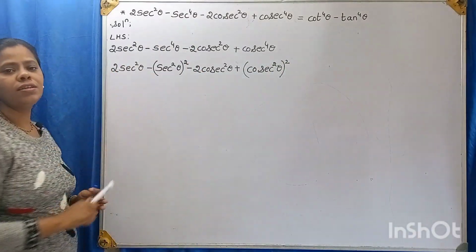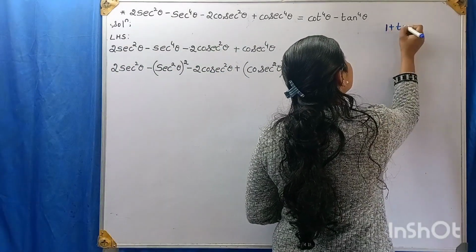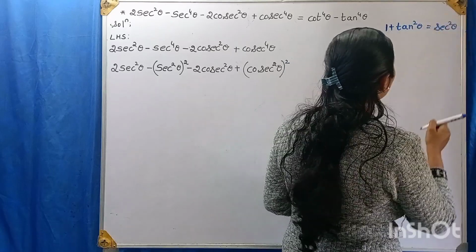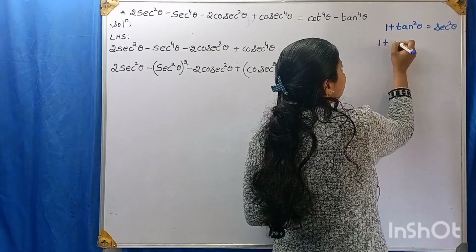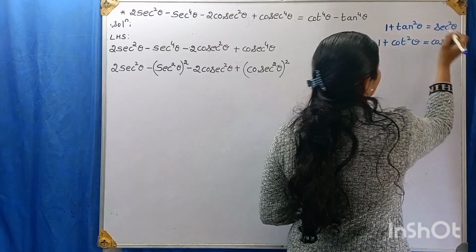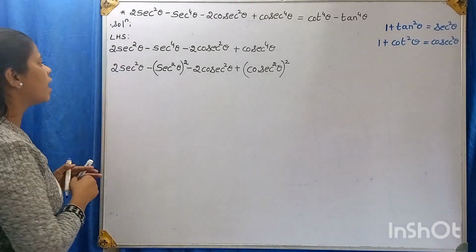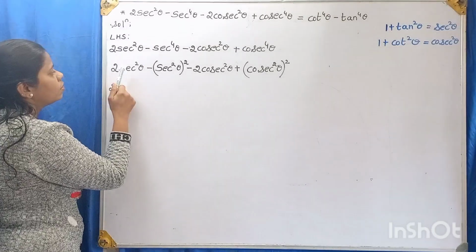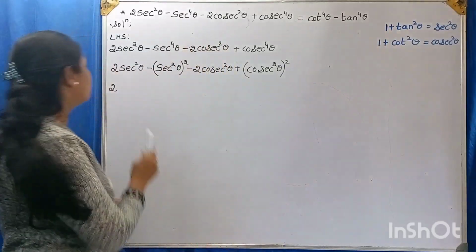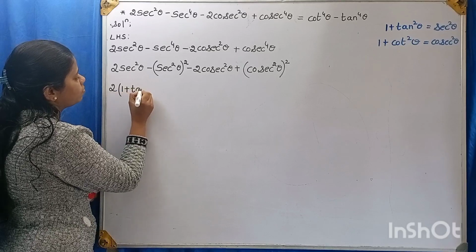Now, we know the trigonometric identity: 1 plus tan²θ is equal to sec²θ. And we know another trigonometric identity: 1 plus cot²θ is equal to cosec²θ. Now, look at this. For this 2, I will write as it is. 2 times sec²θ, I can write it as 1 plus tan²θ.